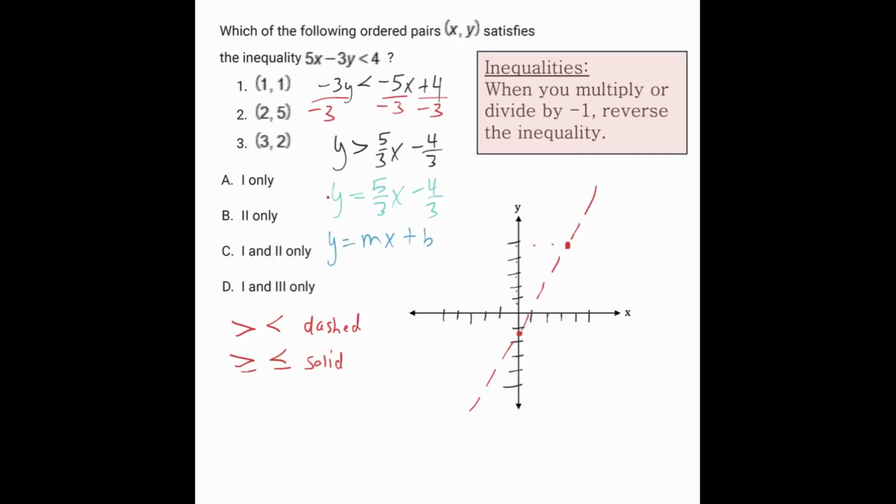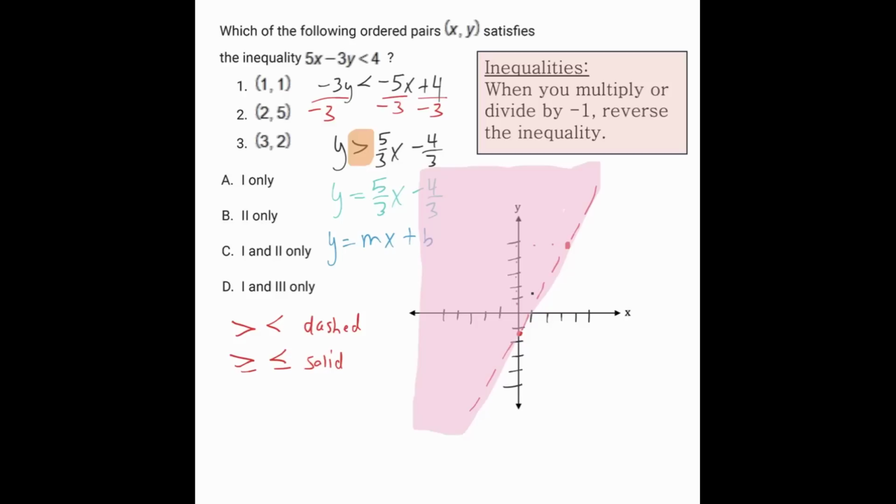And because it's actually y is greater than that line, that means we're shading above it. Greater than means shade above, and less than means shade below. So let's just imagine shading above this line. And so any point in the solution set is going to be above that line.